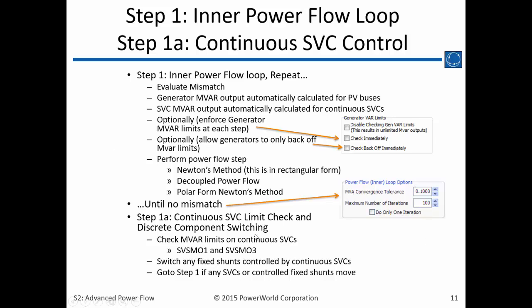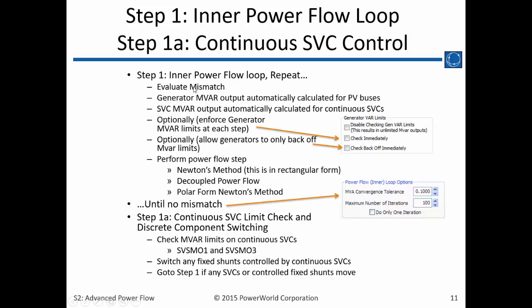Okay, step 1A was continuous SVC limit check and discrete component switching. In this step 1A, it checks megavar limits on continuous SVCs, which are type SVS M01 and SVS M03. And then it switches any fixed shunts controlled by continuous SVCs, and then goes to step 1 if any SVCs or controlled fixed shunts moved.